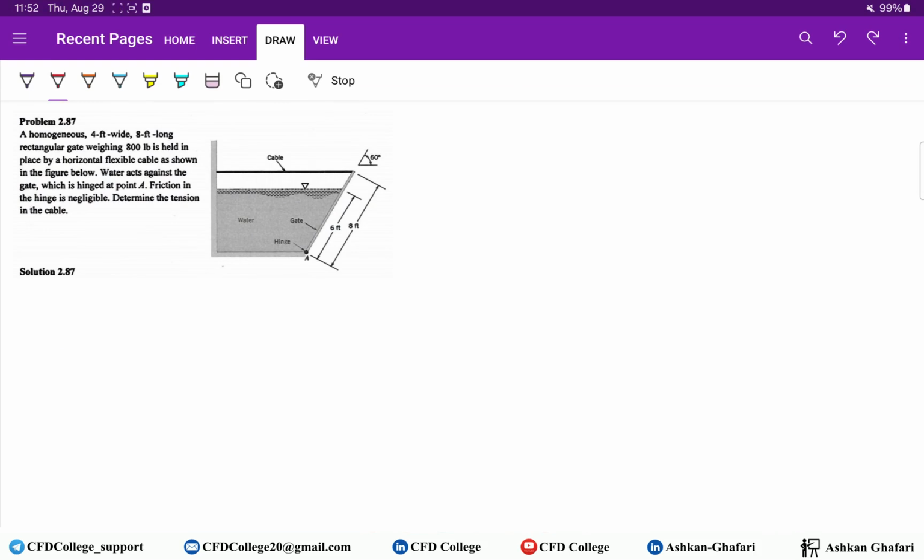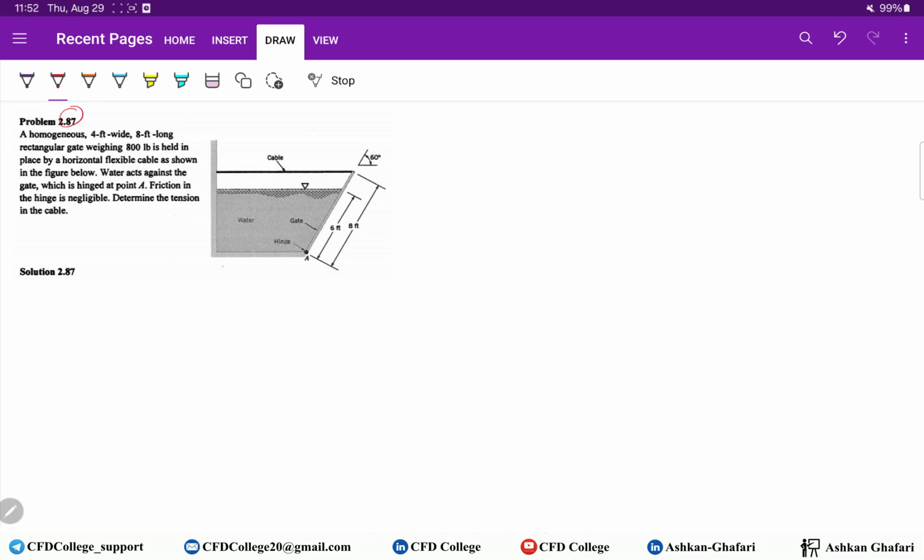These problems are part of assignment B of Fluid Mechanics 1 presented at Concordia University, but I think these problems are useful to anyone studying mechanical engineering. Okay, let's start. First, problem number 87 of chapter 2.